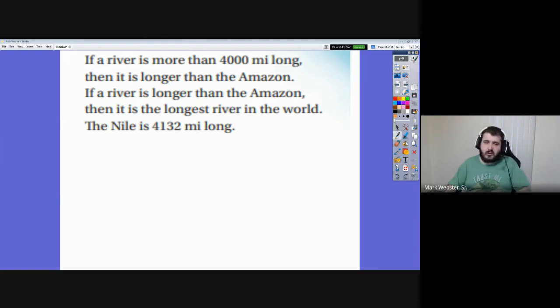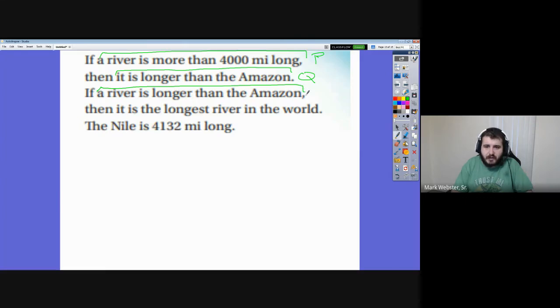Okay, let's talk about this. So, a river is more than 4,000 miles long. That'll be our P statement, right? It is longer than the Amazon will be our Q statement. Now let's look at our next sentence. A river is longer than the Amazon, well, that's the same thing again, right? That is still a Q statement. It is the longest river in the world. That's a new statement, so we'll call it R.